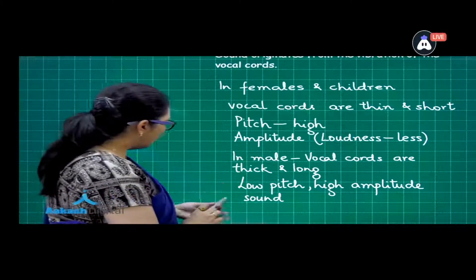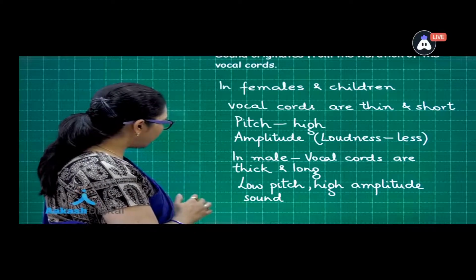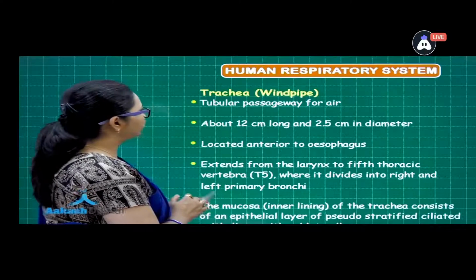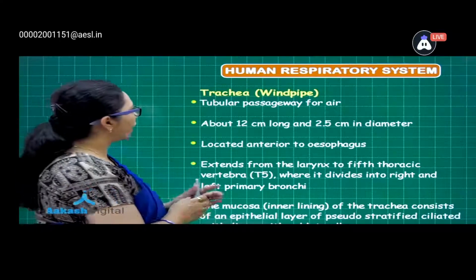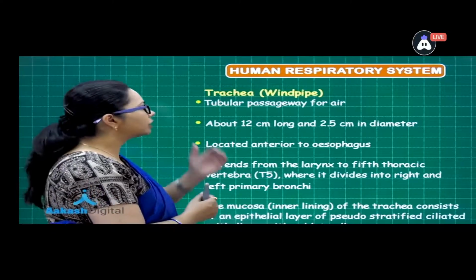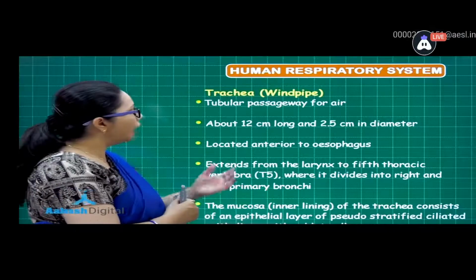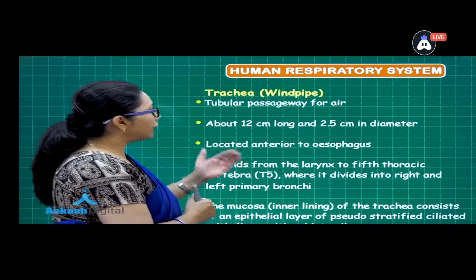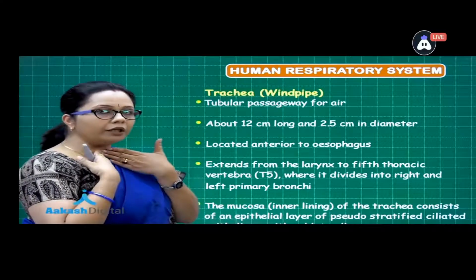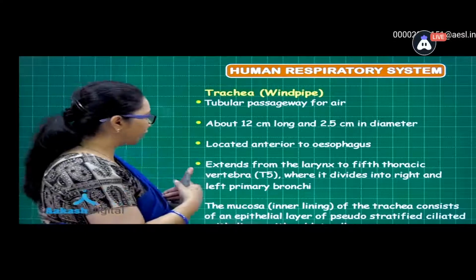Now from larynx, moving on to the next part, that is the trachea. Trachea or the windpipe. Now this is a tubular passageway, of course, for air. This is the length and the diameter given. Now it is located anterior to the esophagus. That means in the front of the neck there would be trachea, and behind it there is the esophagus.